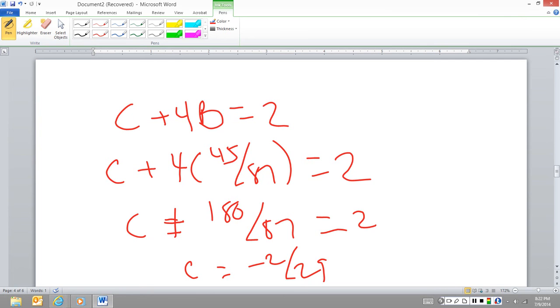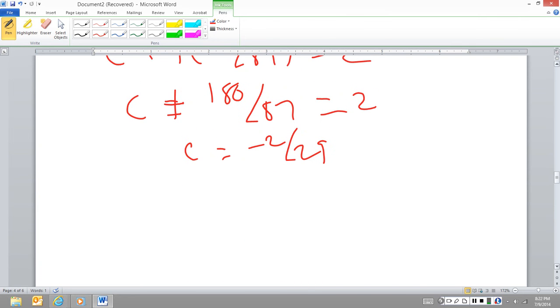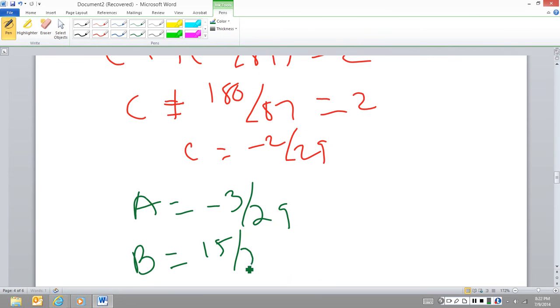Okay, and going back, remember our other fractions, just to do this, I can reduce them. So 9 goes into 87, so 87 you can take 3 into, so A becomes negative 3/29. And let's see here, 45, I can do 3, so 15/29. So let's write this down. We have to do some simplification here, and you always want to check. So my A is negative 3/29, B is 15/29, and C is negative 2/29.